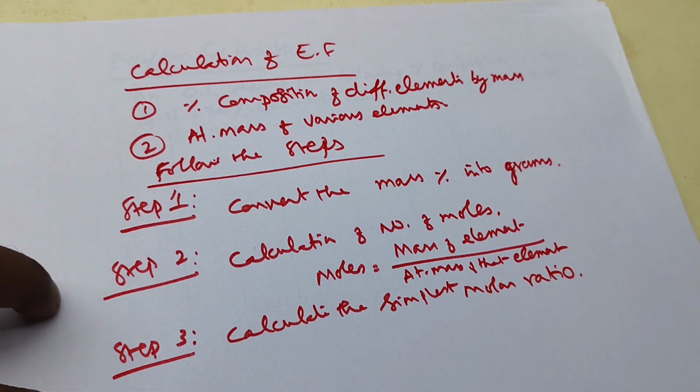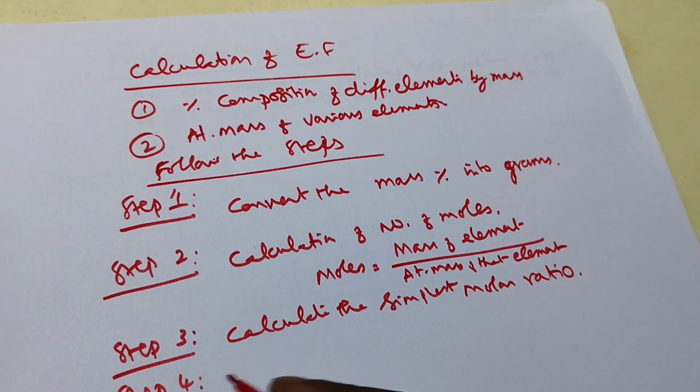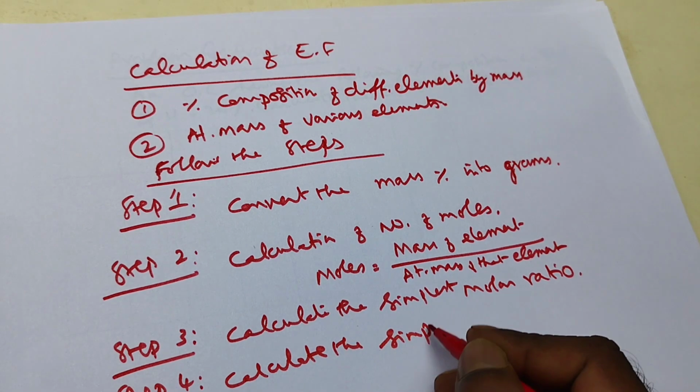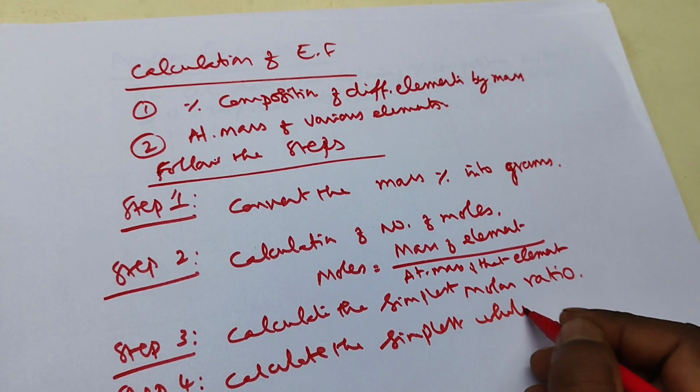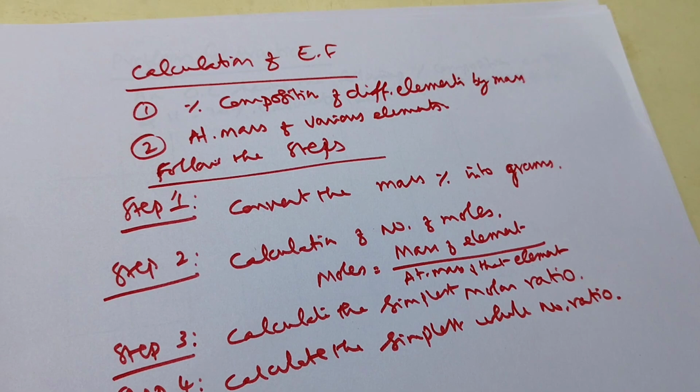How can you calculate the simplest molar ratio? Divide the moles you found in the previous step by the smallest quotient, or the least value, from among the values obtained for each element. This will give us the simplest molar ratio. And step 4, calculate the simplest whole number ratio. That is the fourth step. Last step, step 5, you have to write the empirical formula.